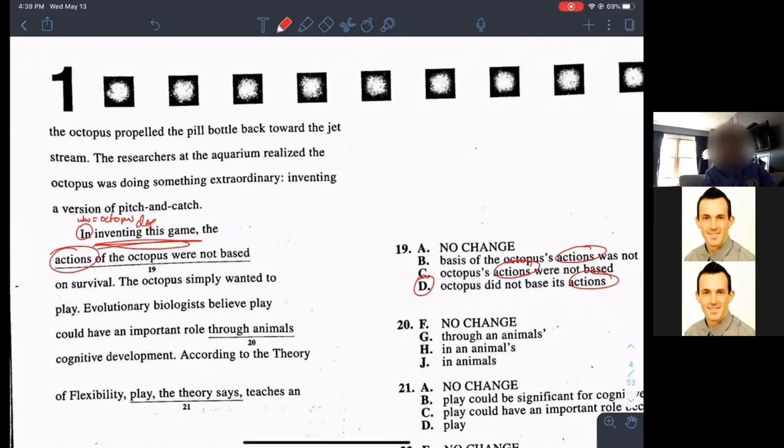So this is going to be your active voice. Got it. But specifically identifying your subject first. Sound good?